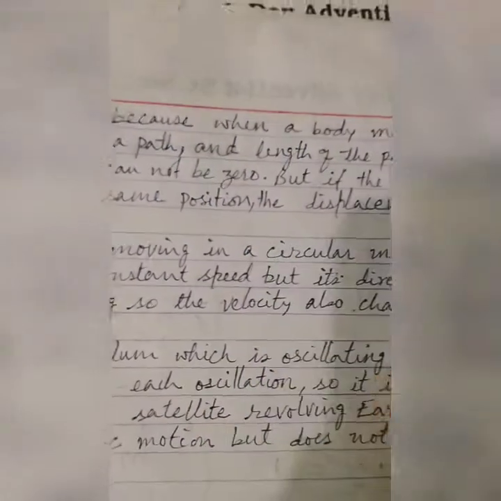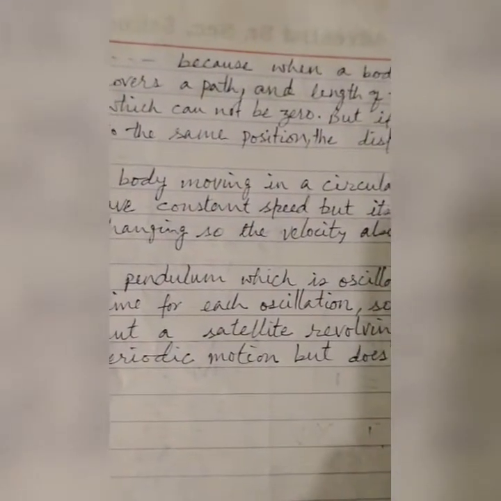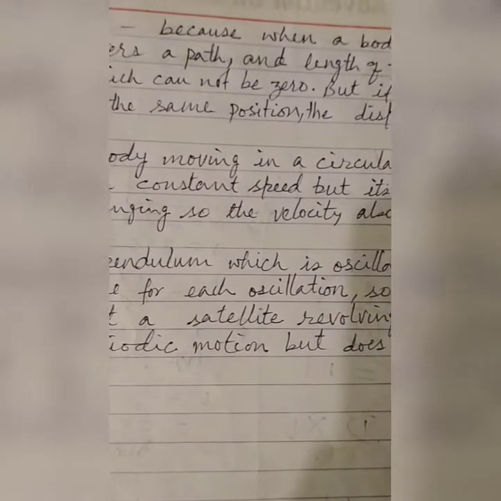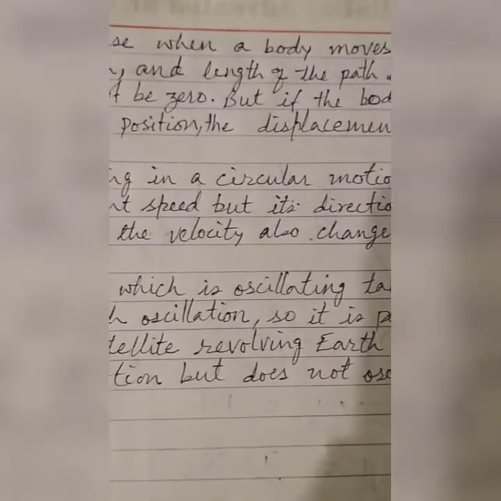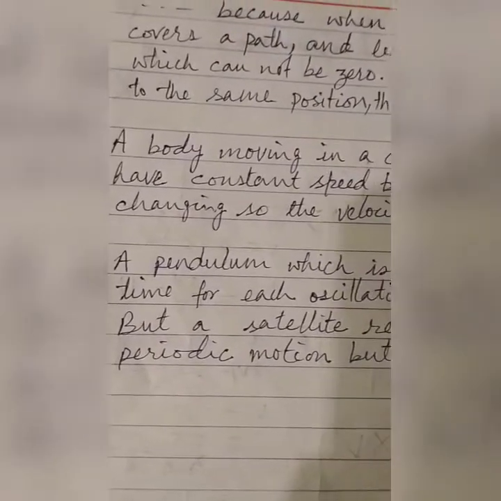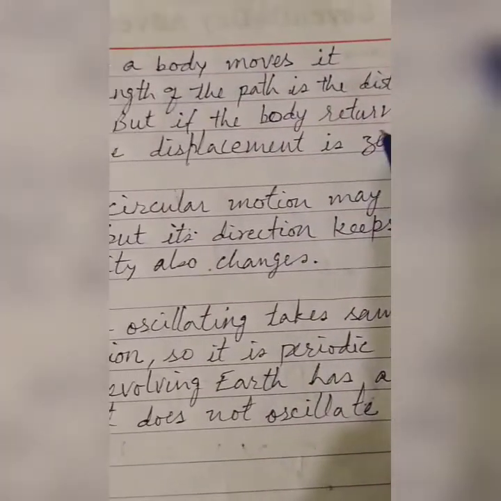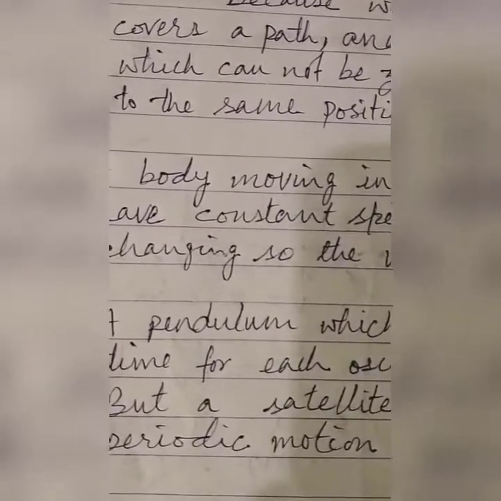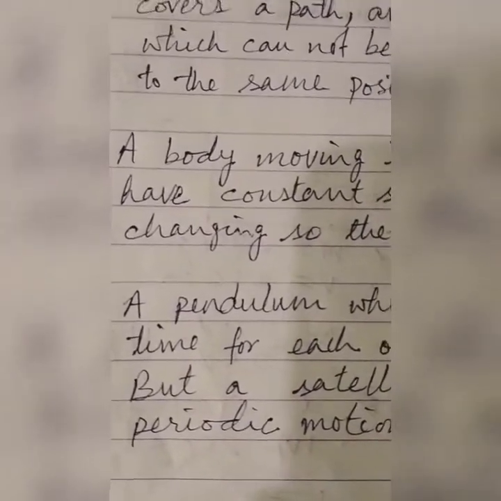Then because when a body moves, it covers a path. When a body is moving, it covers a path, and the length of the path is called the distance. But when the body returns to the same position, what happens to displacement? It becomes zero, because the starting position and the end position are the same.